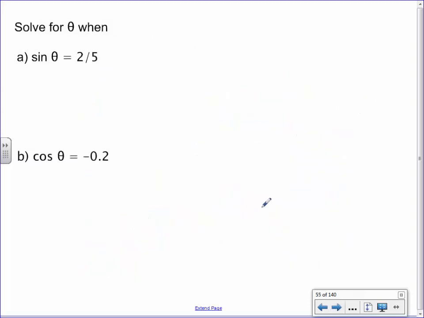Okay. So let's try almost the exact same task now, only rather than me giving you a coordinate point, I'm giving you just a statement like this. I want us to calculate theta when it's 2 over 5. Well, I mean, the one-step answer is inverse sine 2 over 5.